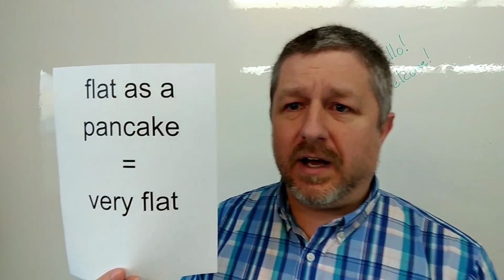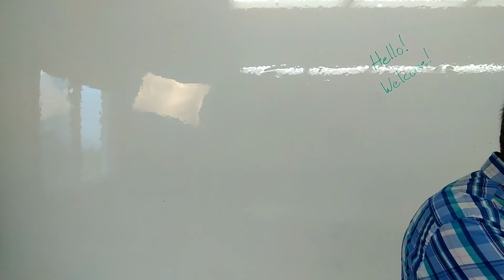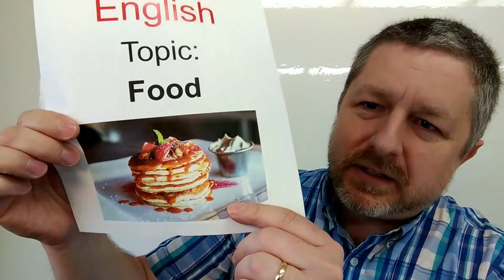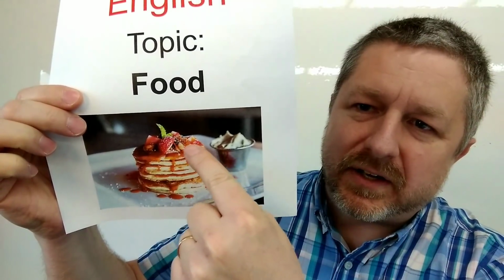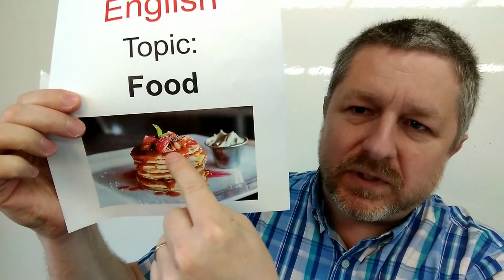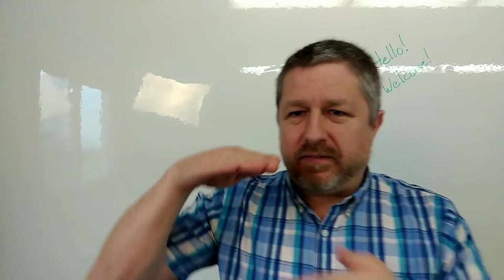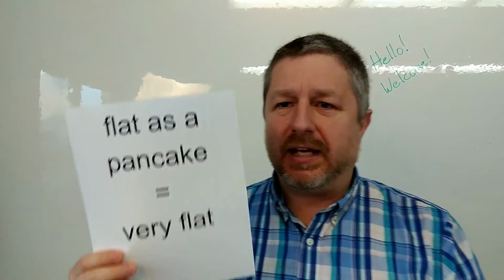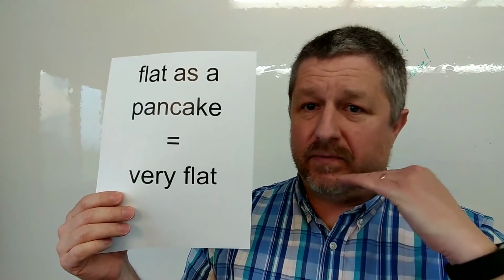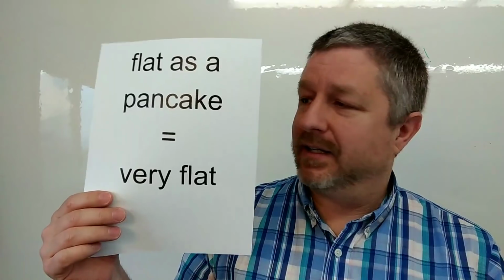So, flat as a pancake. Sorry, I lost my pancake picture. One sec. At the very beginning, so these are pancakes, and you can see that this is a stack of pancakes, but if you look at just one, it's very, very, very flat. And we have a saying in English, if something is really, really flat, we say it's flat as a pancake. The province of Saskatchewan, the whole province, is flat as a pancake. There's no mountains or anything like that in Saskatchewan.